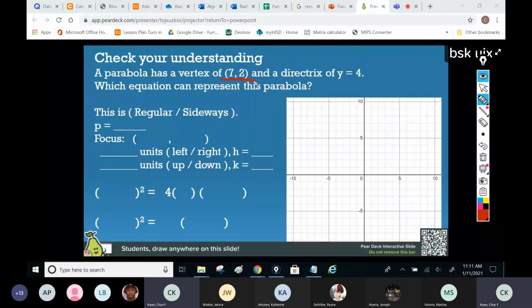So find these two things: find the vertex, find the directrix. Figure out the last missing piece, which is the focus. We are missing the focus, you have to find it. So use the vertex, use the directrix, label them, find the focus, and also the focal length. Find the focus and focal length.